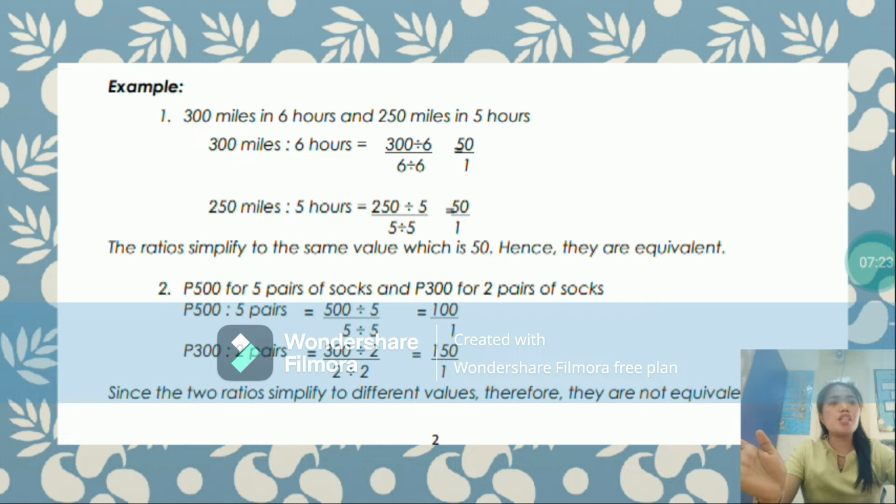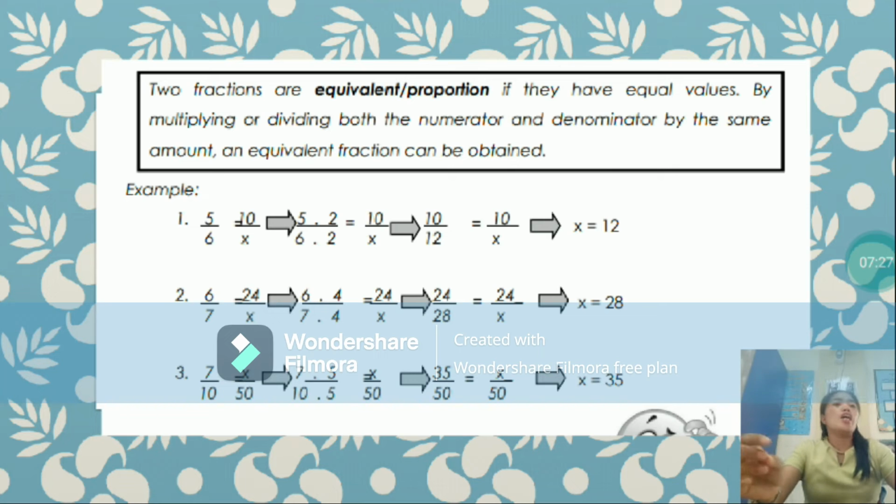Let us proceed. Fractions are equivalent or proportional if they have equal values. By multiplying or dividing both the numerator and denominator by the same amount, an equivalent fraction can be obtained.